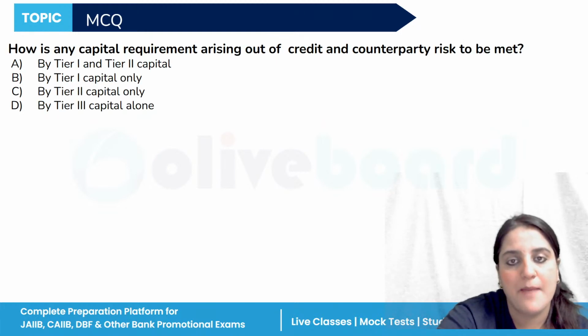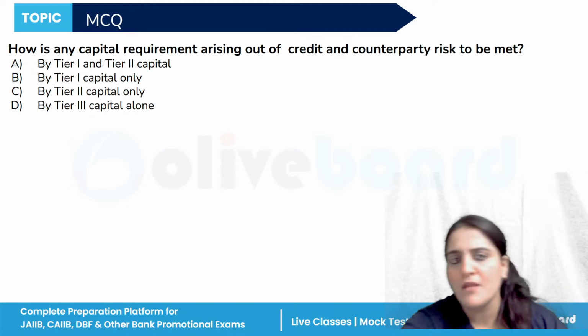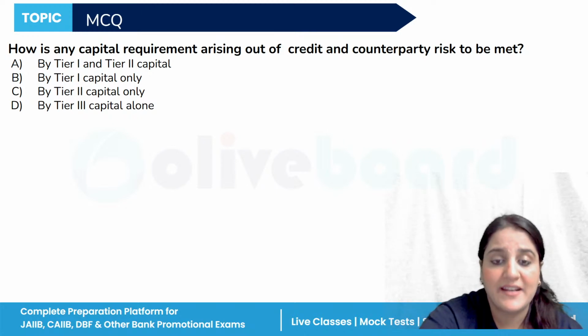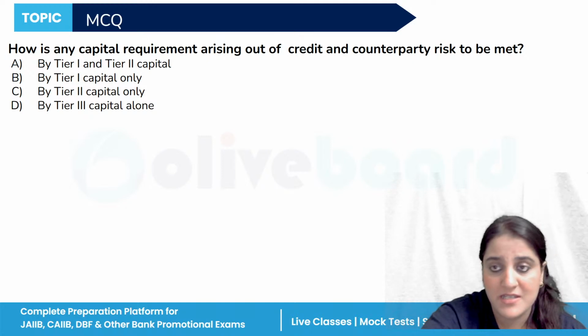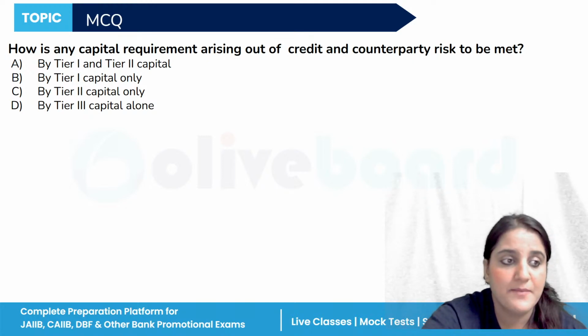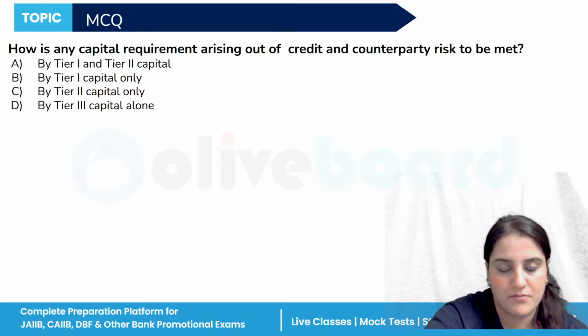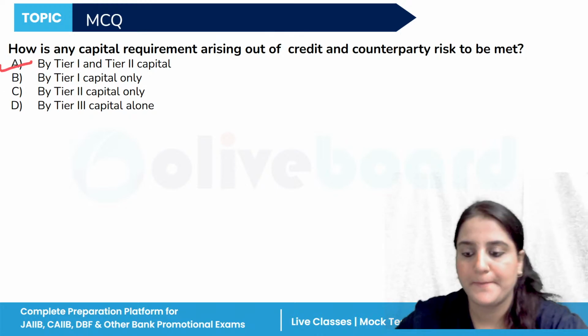How is any capital requirement arising out of credit and counterparty risk to be met? Both tier 1 and tier 2 capital. Why? They are the categories of regulatory capital that banks must maintain to ensure that they can absorb loss and remain solvent. So here both options are correct.